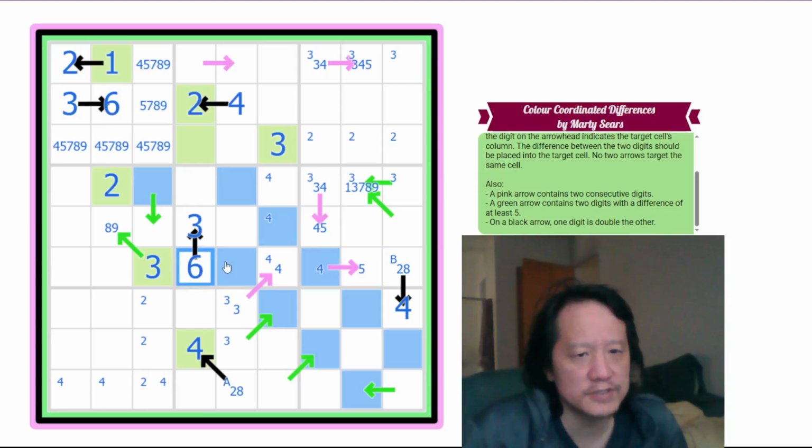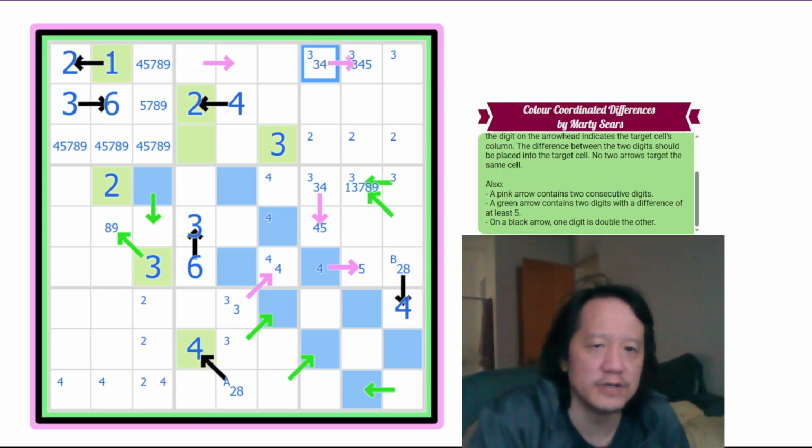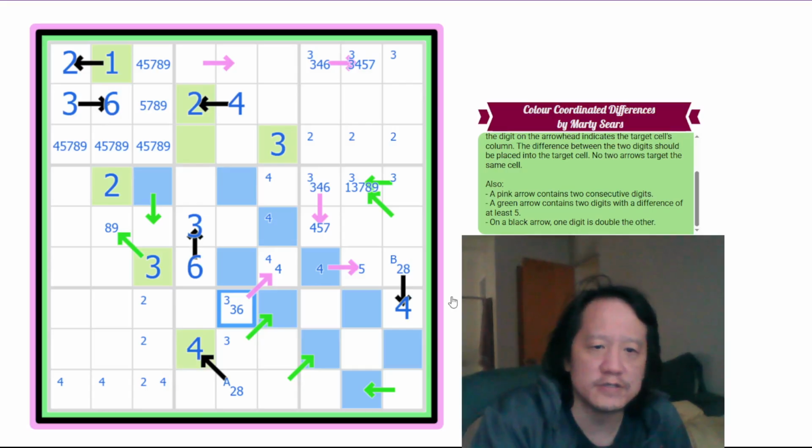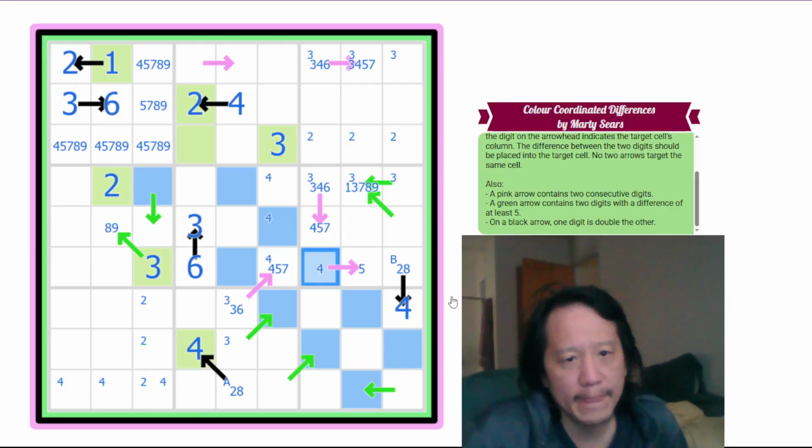Okay, then we have 6 with 5 or 7. 6 cannot be here. So this can't be 6 with 5 or 7. This could be 6 with 5 or 7. This could be 6 with 5 or 7. This could be 6 with 5 or 7. And this cannot be. Okay.